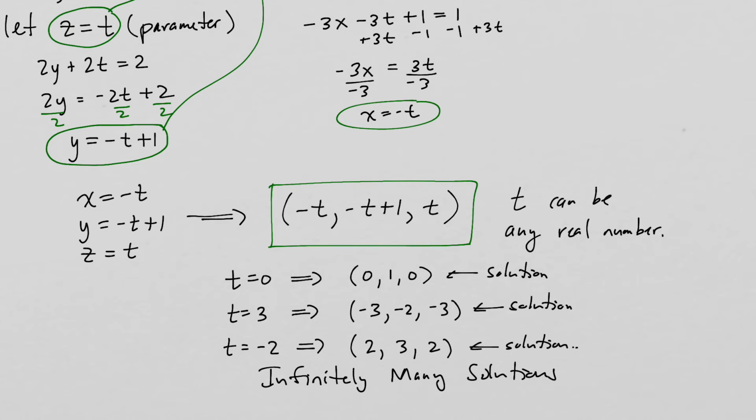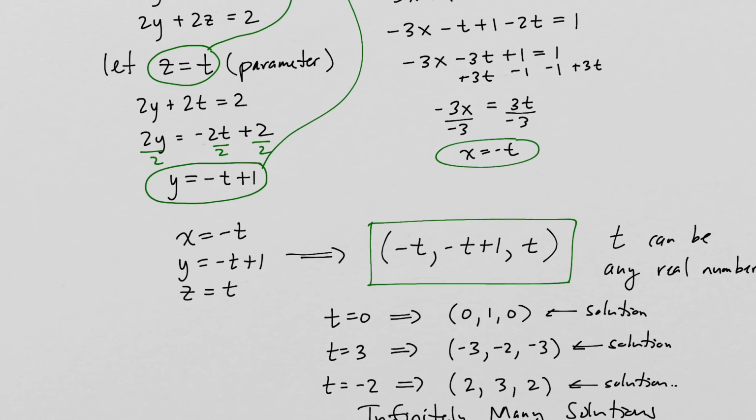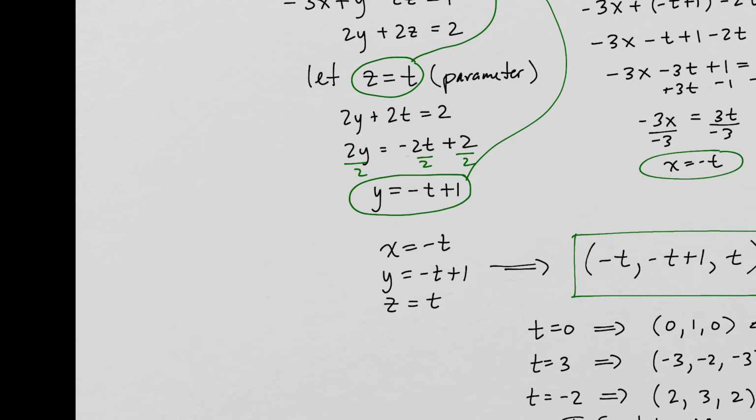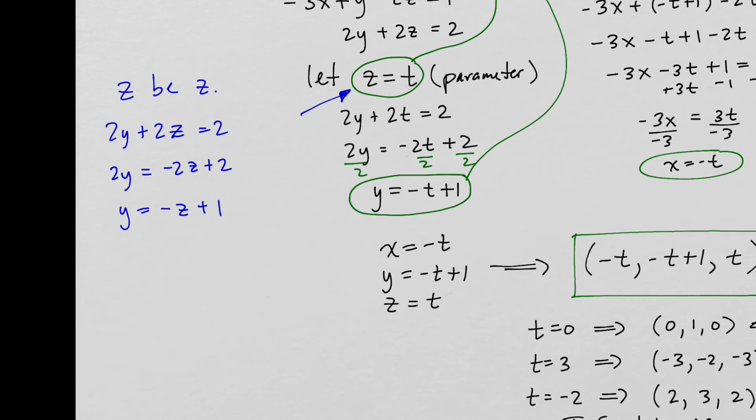Now, one thing I wanted to mention is that in your textbook, they don't introduce the concept of a parameter. What they do instead is, rather than calling z a parameter t, they just let z be z, okay? So they just say z is itself. And then if you solve for y in terms of z, you get 2y plus 2z equals 2. Solving for y, you get 2y equals negative 2z plus 2. And then dividing by 2 on both sides, you get negative z plus 1.